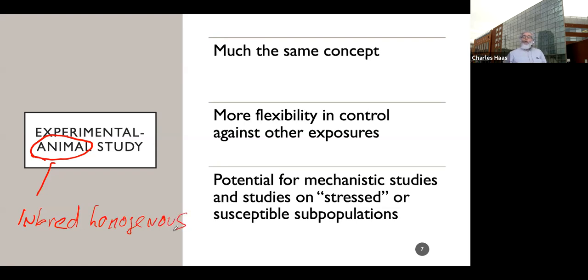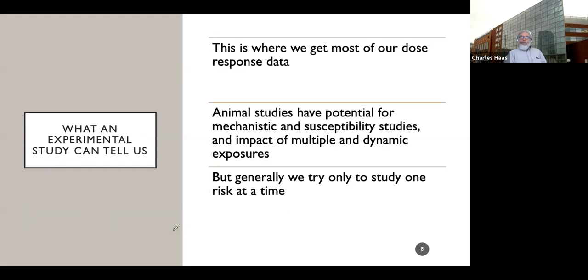So you don't have the impact of human variability that you might have in the case of a human study. Now, an experimental study can tell us, and this is where we get most of our dose response data from, whether it's human or animal. The animal studies have the potential to give us mechanistic information, and particularly the impact of multiple and dynamic exposures.